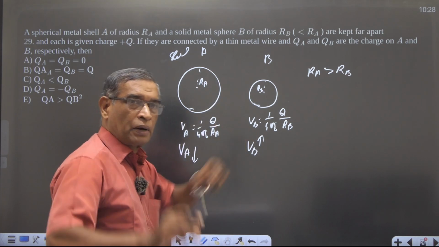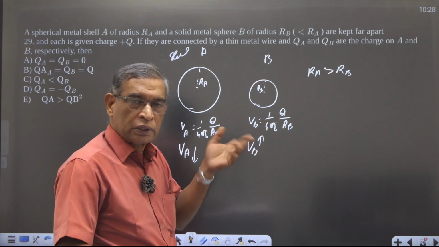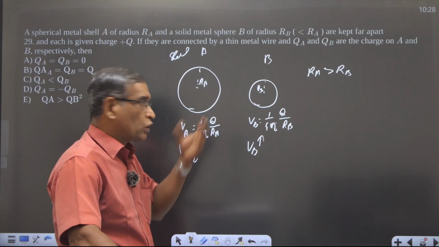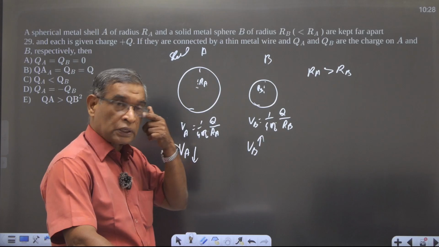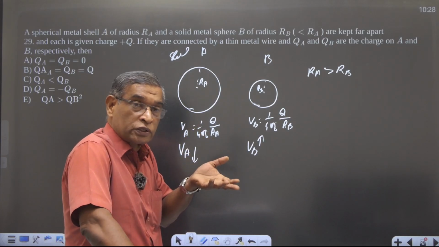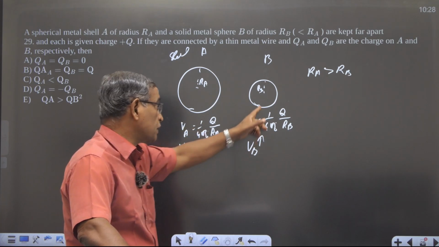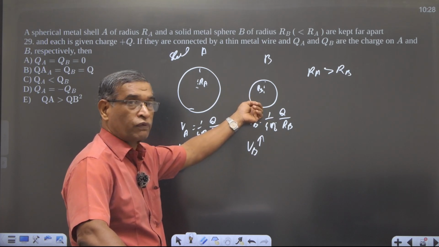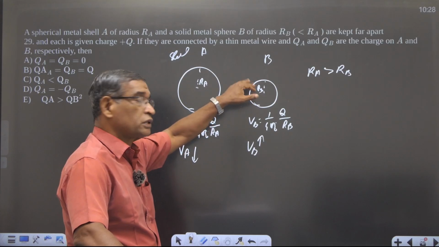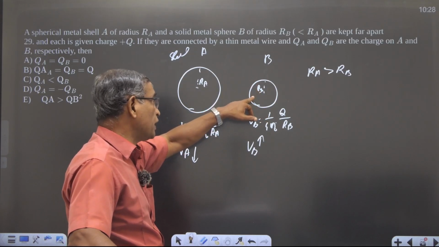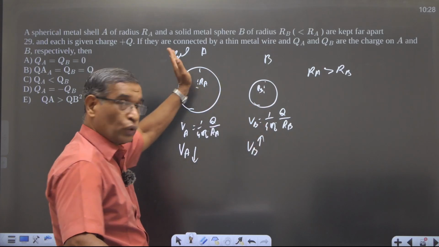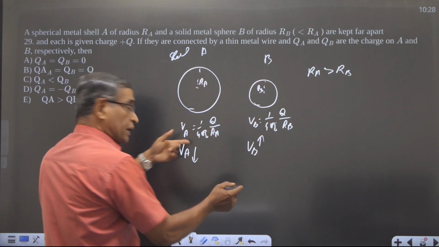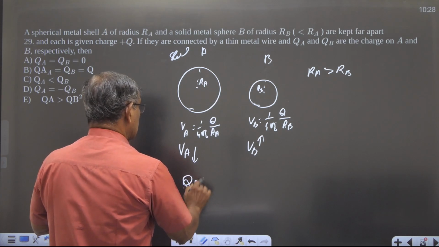When they are connected by means of a wire, definitely charge will flow till the potentials are the same. There will be sharing of charge from the body of higher potential to lower potential. This is the higher potential. Both of them initially possess Q. Now, some charge will flow from here to here. Therefore, the charge on this one decreases. QB decreases, QA increases. QA after sharing is greater than QB.